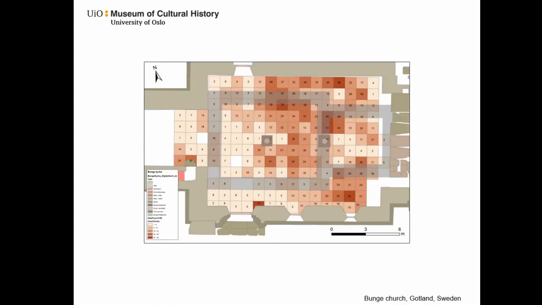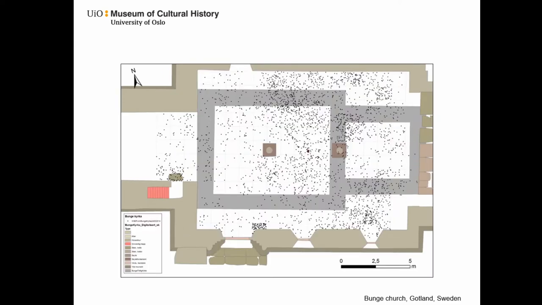So this is Bunge, just to show you the traditional way. This is Bunge church, 13th century. Easy, straightforward, 1x1 meter. Next. Here we have used the dot density, because the researchers in this project wanted to be able to see what specific information that coin has.